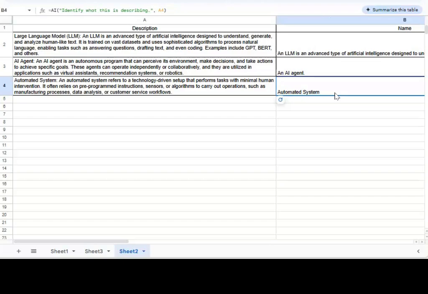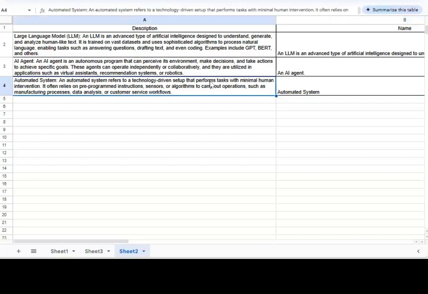But for the sake of just getting a quick understanding of what it entails, I can have it do just a real quick description. And then if I need information about, say, automated systems, I know that I can pull from here. So this is incredibly powerful, and it saves a ton of time.